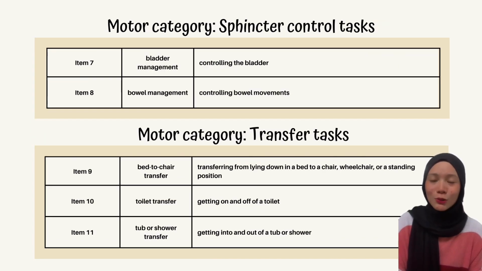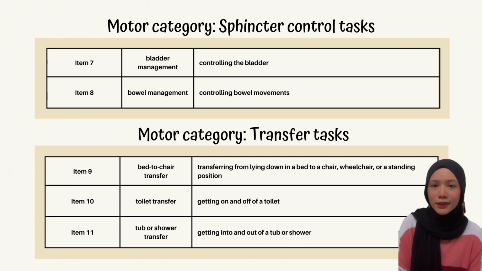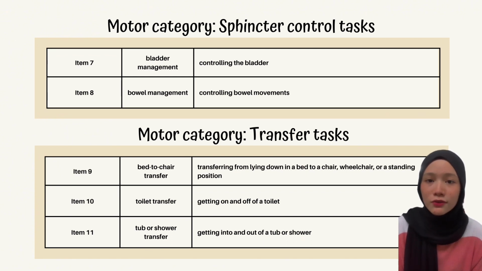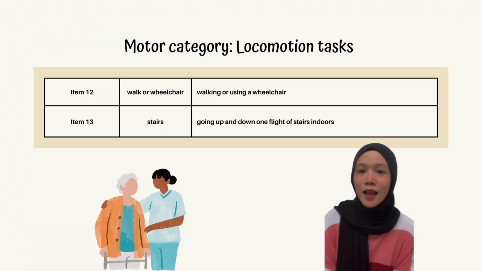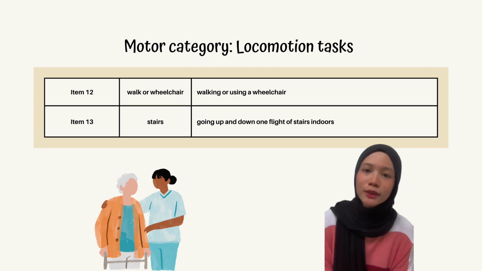Secondly is the motor category for sphincter control tasks. Item 7 is controlling the bladder and item 8 is controlling bowel movements. Thirdly is the motor category for transfer tasks. Item 9 is bed to chair, wheelchair or standing position transfer. Item 10, getting on and off a toilet transfer. Item 11, getting into and out of a tub or shower transfer. Last, the motor category for locomotion tasks. Item 12, walking or using a wheelchair. Item 13, going up and down stairs.